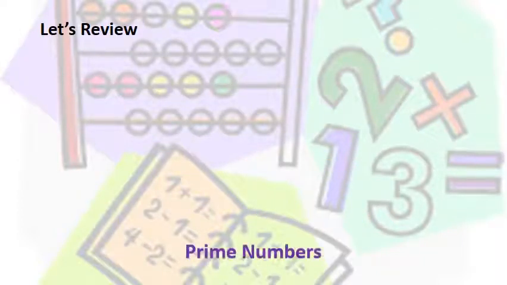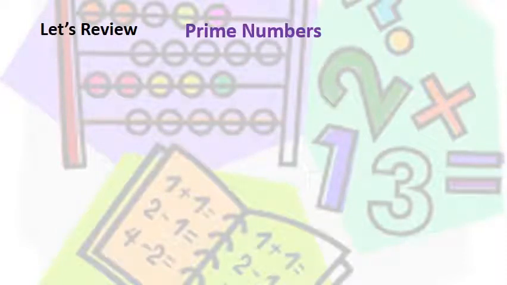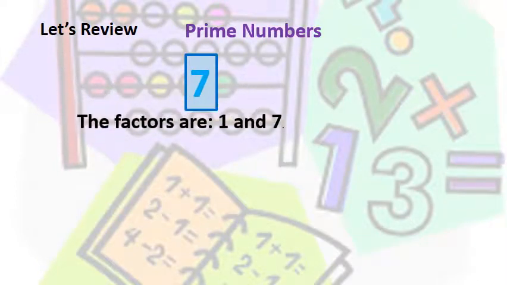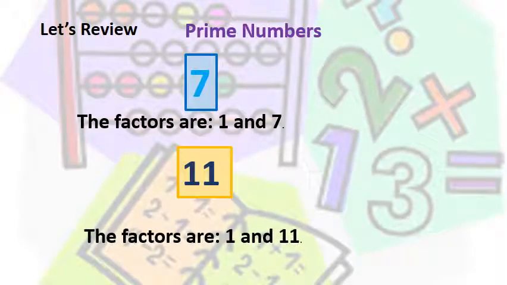Let's review what prime numbers are. 7 is a prime number. Why? Because the factors are 1 and 7. The factors of prime numbers are 1 and themselves. So 7 is a prime number because the factors are 1 and itself, which is 7. Another example, 11. 11 is a prime number because the factors are 1 and 11, 1 and itself, which is 11.